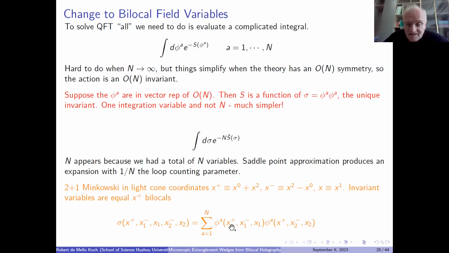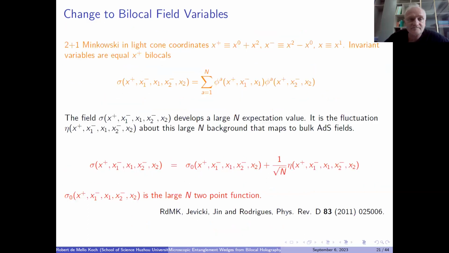Because I'm using equal x plus bilocals, I've solved the current conservation condition, and I've reduced already to independent degrees of freedom in the CFT. And what you will notice is this field sigma is a function of x plus, x1 minus, x2 minus. So we've got a single field, which is a function of 5 coordinates, which should remind you of the gravity description that we got after repackaging all of the fields.